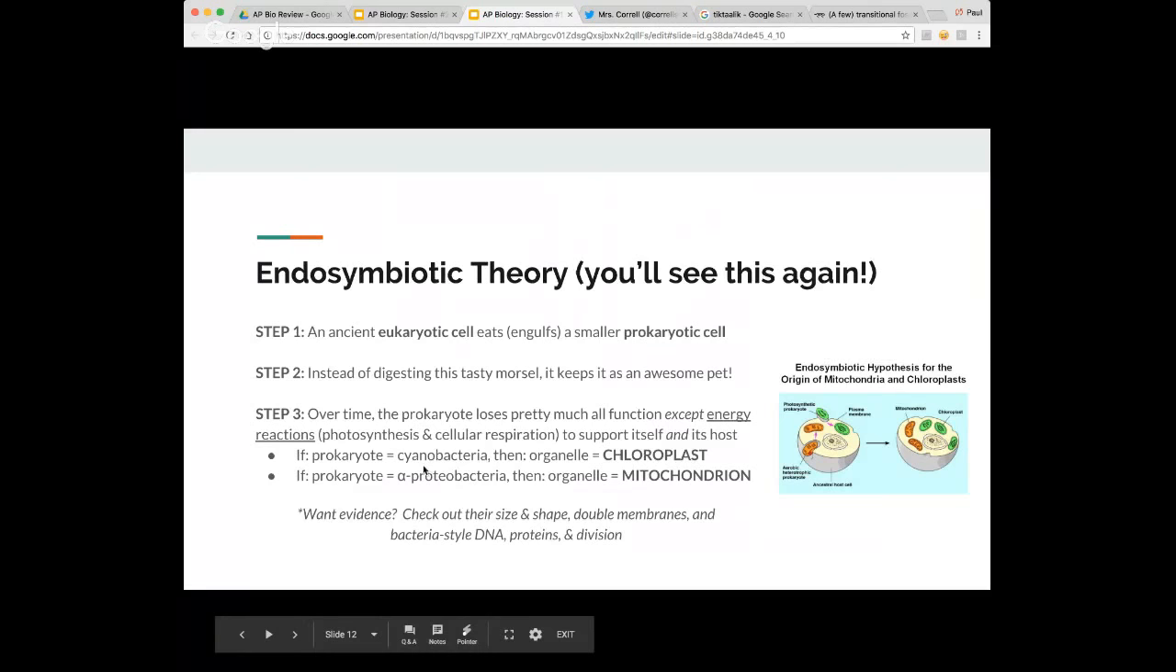If the prokaryote that was engulfed is a cyanobacteria, blue-green bacterium, then the organelle that came out of that is known as a chloroplast. If the prokaryote that was ingested is an alpha proteobacterium, and this is non-photosynthetic, just heterotrophic, then that organelle became the mitochondrion.